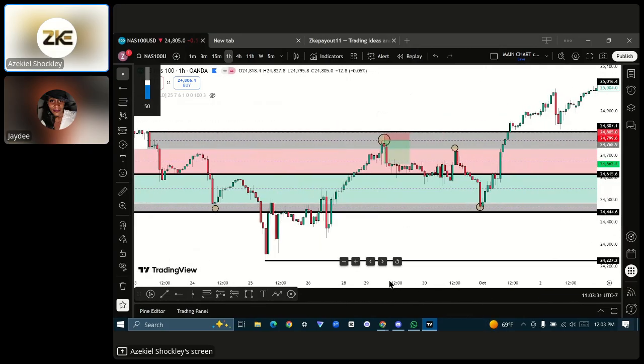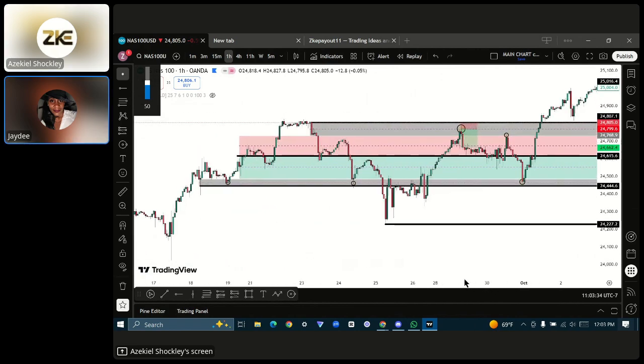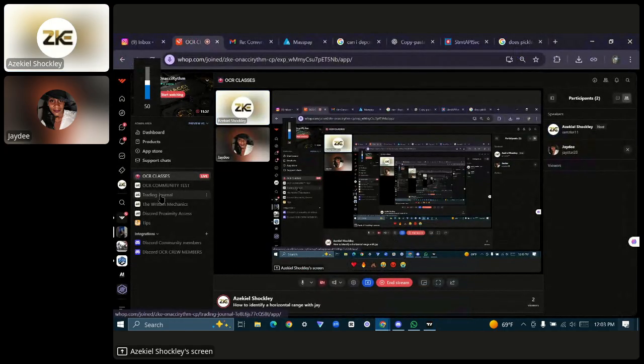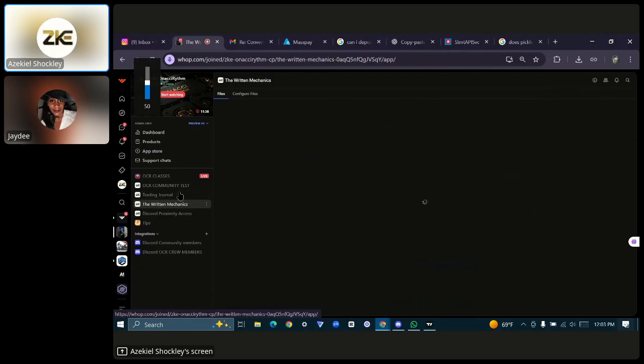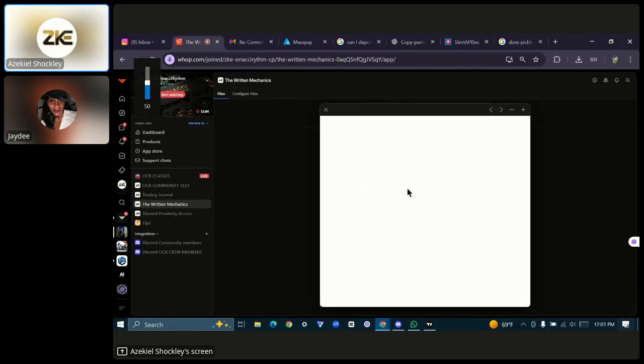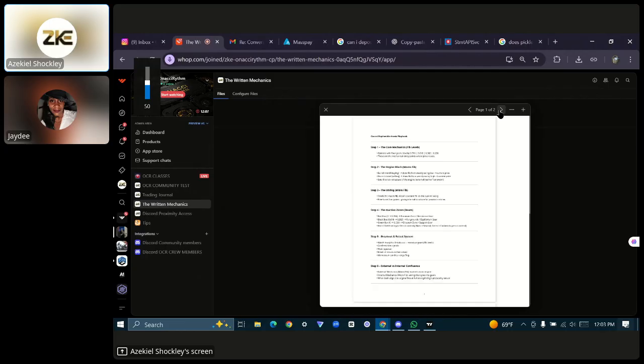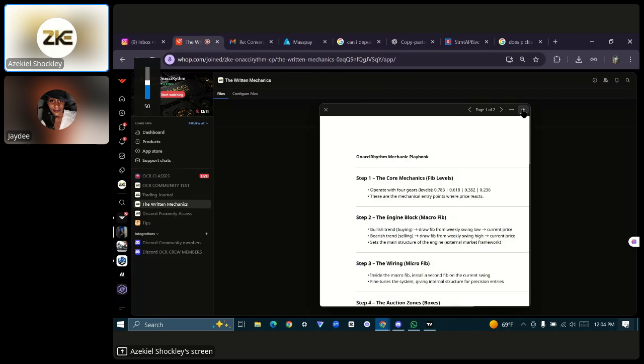So you see these ranges, right? We see these ranges, and we know that these ranges are prominent levels. Cool, we got that understood. Now what if I told you that this right here, the written mechanics, let it load up, Anachi rhythm written mechanics is honestly the bread and butter to understanding the algorithm of the market.